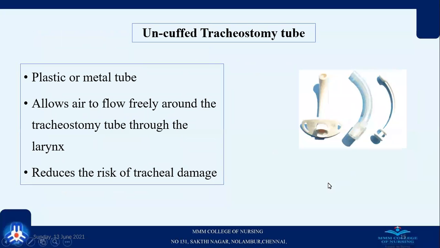Next is the uncuffed tube. Here you can see there is no cuff. So when we use this uncuffed tube, there is no air-inflated cuff available to prevent the slipping of the tracheal tube. These uncuffed tracheostomy tubes are available in both plastic as well as metal, which allows air to flow freely around the tracheostomy tube through the larynx, and this reduces the risk of tracheal damage. But we also have the disadvantage of chances of slipping of the tracheostomy.